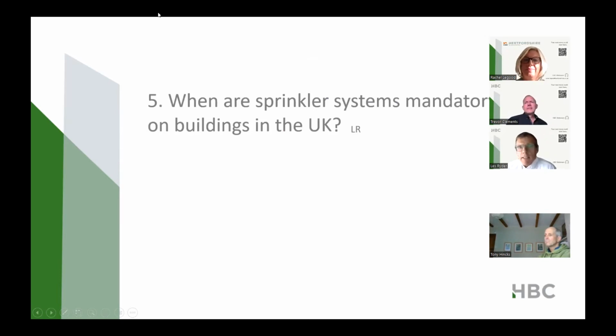Right, are sprinkler systems mandatory on buildings in the UK? Well, the one that we are obviously very aware of is multi-residential buildings, or any residential building for that matter, where the highest floor level is above 11 metres. BS 9991 still has to catch up because that says 30 metres, but give the industry their credit.